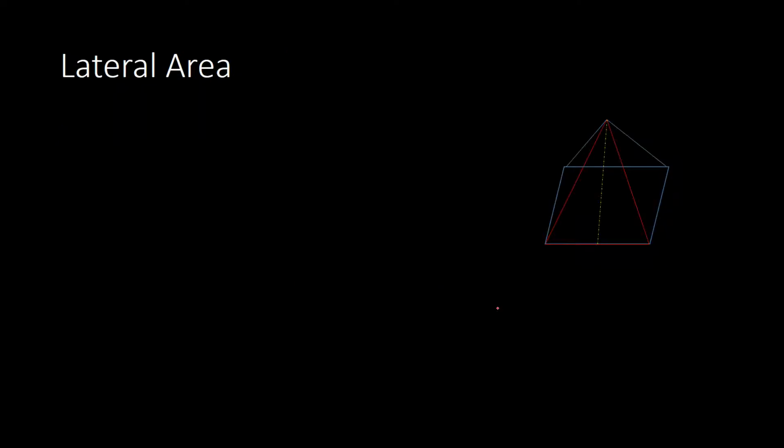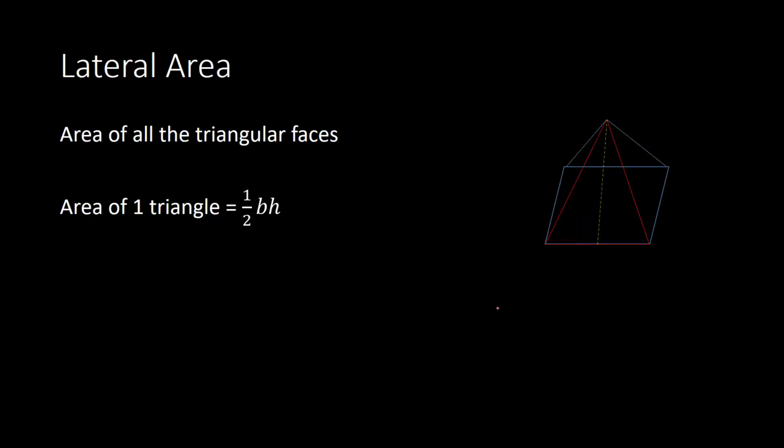Now let's work with using those terms to find lateral area, total area, and volume. The lateral area is the area of all the triangular faces. And so we know one triangle we find by taking 1/2 times the base of the triangle times the height. Now notice there are 4 triangles here in this picture.